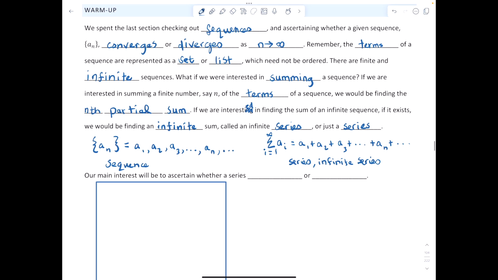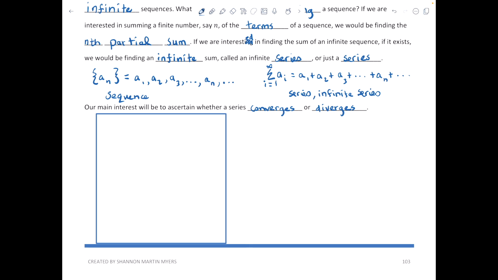Okay, so our main interest will be to ascertain whether a series converges or diverges. Sometimes there is a specific sum that you can find, as you'll see in some of the things we work on today. But just because you find convergence doesn't necessarily mean you find a sum. So that's okay. We're mostly interested in convergence or divergence of a series, and we're interested in certain special infinite sums. All right, so let's check this out.